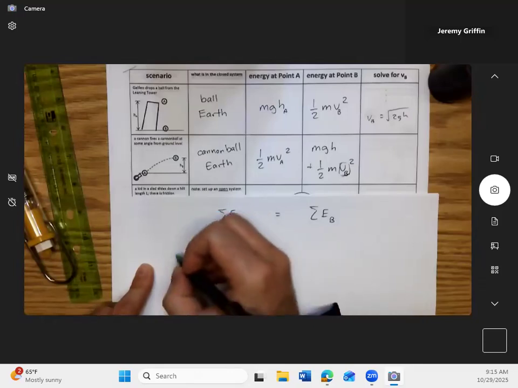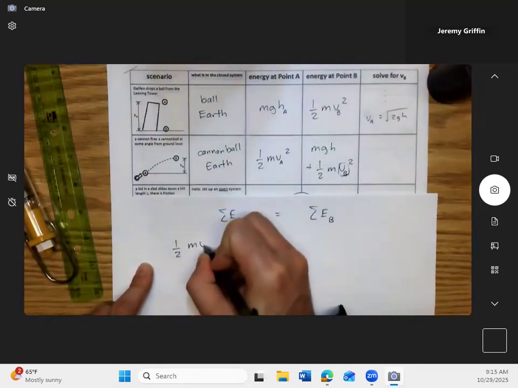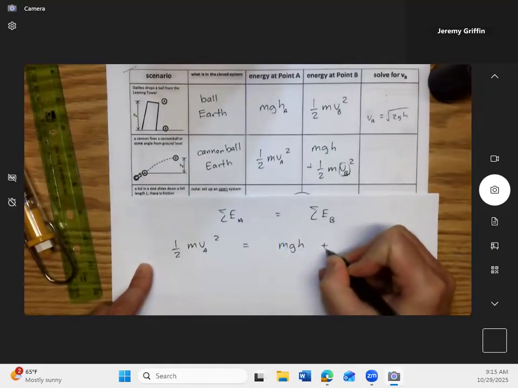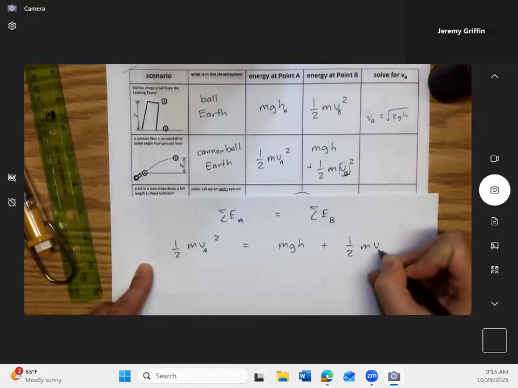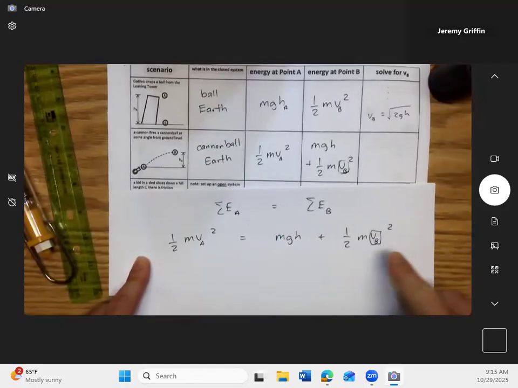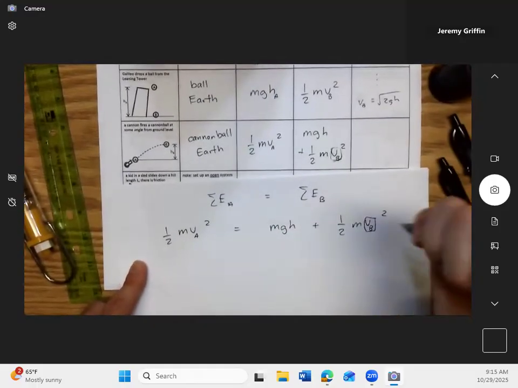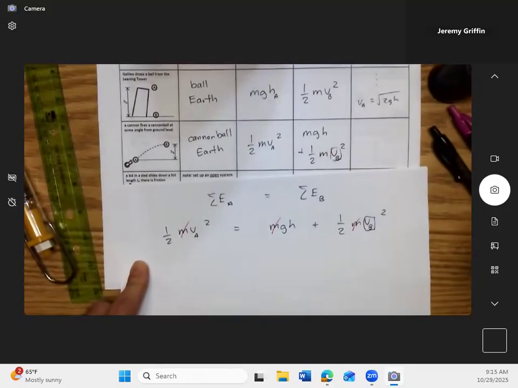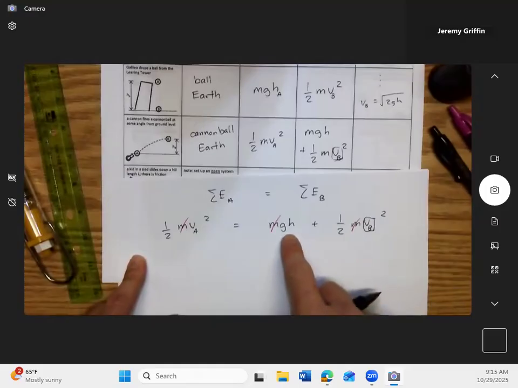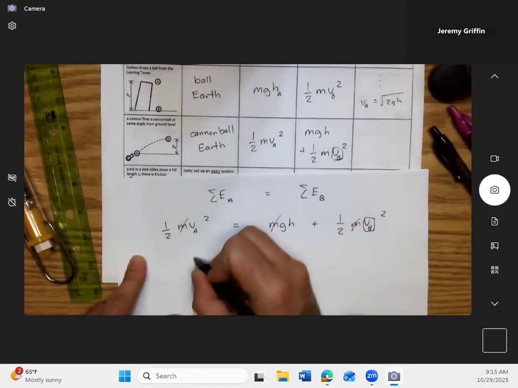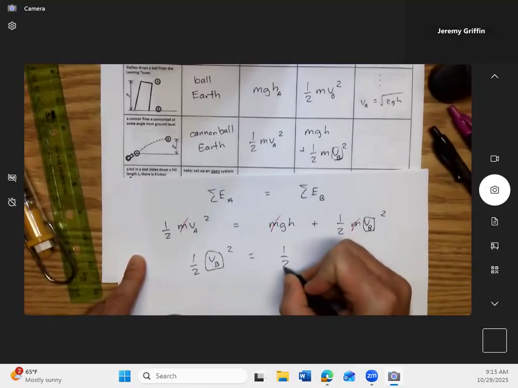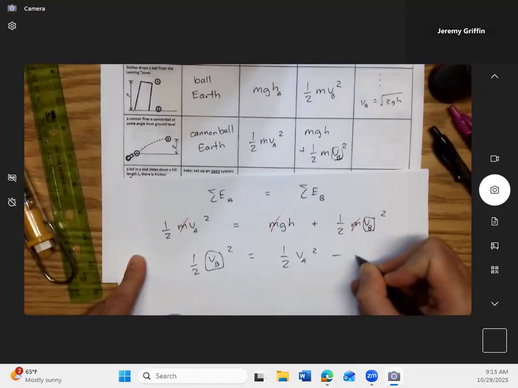So 1/2 m va squared equals mgh plus 1/2 m vb squared. Let's stop this. It looks like the mouse of a cannonball. This time we're subtracting over the gh. So 1/2 vb squared equals 1/2 va squared minus gh.